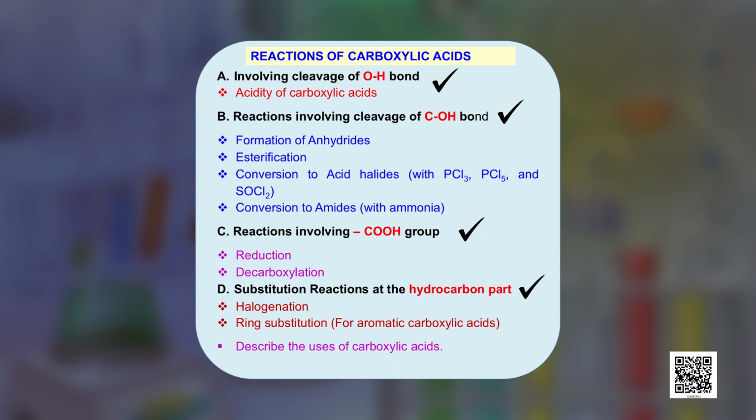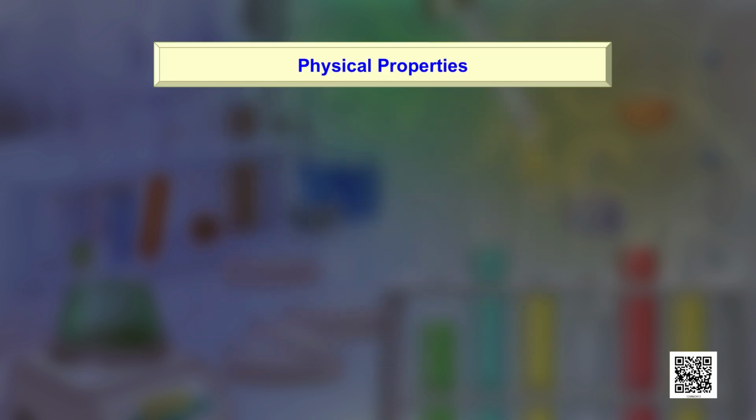The substitution reactions will be the last category here, where the reactions at the hydrocarbon part, whether it is the alkyl group or the aryl group, will be discussed, and these will include halogenation reactions or the ring substitution reactions for the aliphatic as well as aromatic compounds respectively. Finally, the learners after viewing this program will be able to describe the uses of carboxylic acids. So, let us first understand the physical properties of carboxylic acids.